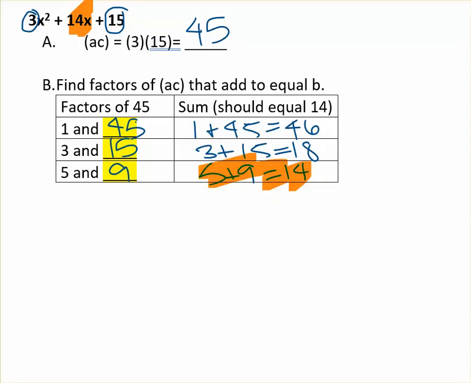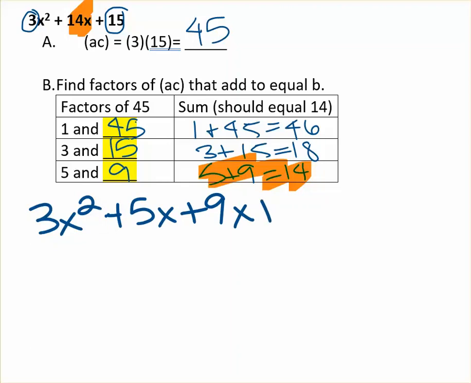Now that we've found our correct factors, we're going to rewrite the original problem, except we're separating the 14x into 2 pieces. So 3x squared plus 5x plus 9x plus 15. Now we're going to group. Just going to pair the first 2 and the last 2 and pull out the greatest common factor of each.